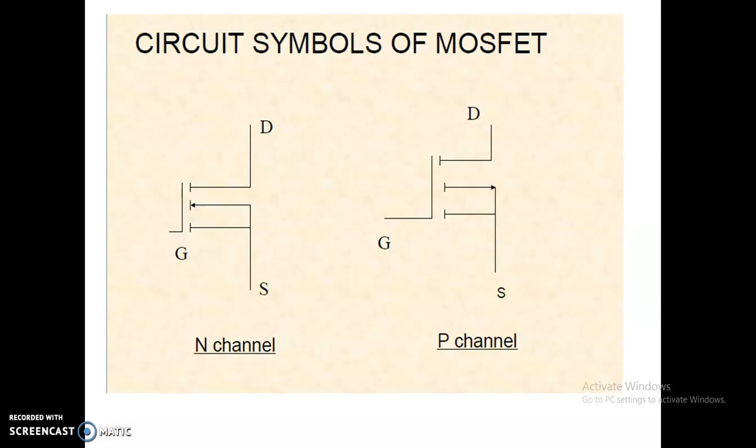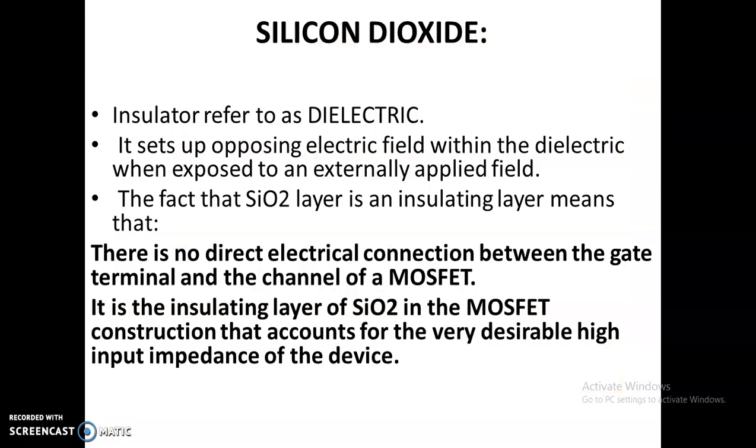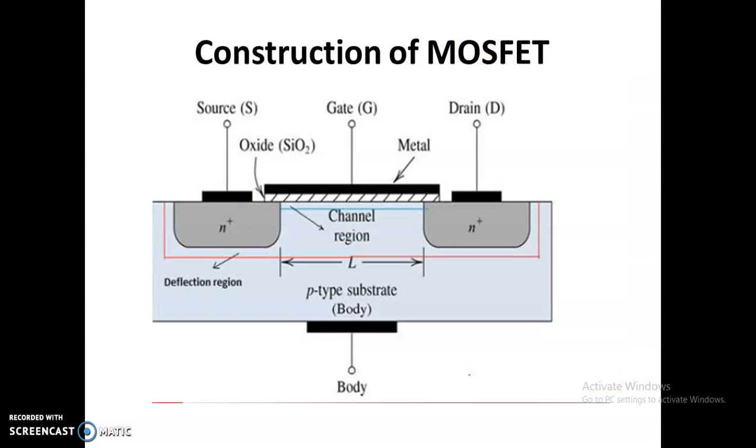I have already discussed this. This is a desirable feature of MOSFET due to the high input impedance. Gate current Ig is approximately 0 for DC operating conditions.